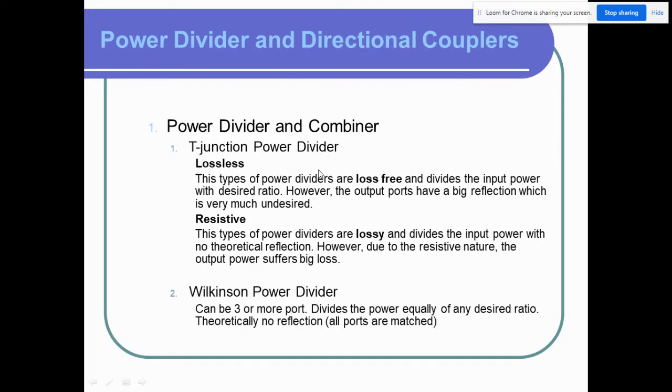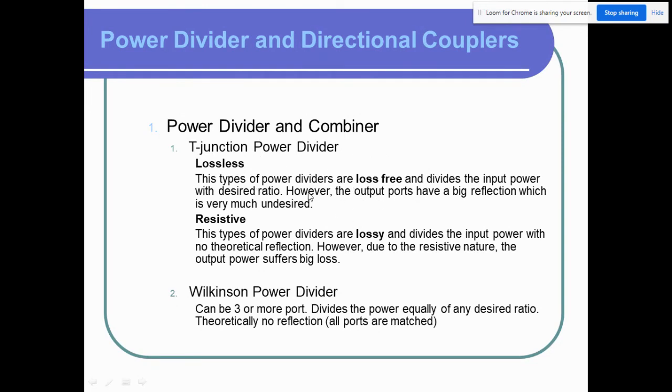For the T-junction power divider, the lossless types are actually loss-free. It means we consider that there will be no loss inside when there is input and output going on, and it divides the power into the desired ratio. However, when we try to get the output, the reflections are very high, which goes back to the source, which is undesired. I have already told you that reflection towards the source is undesired. So this is a drawback here.